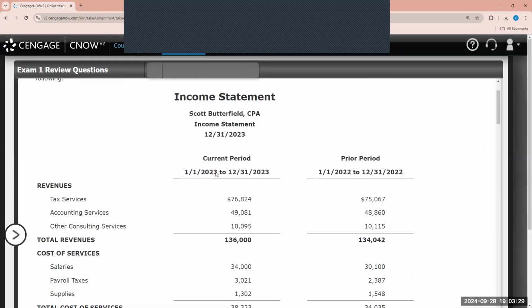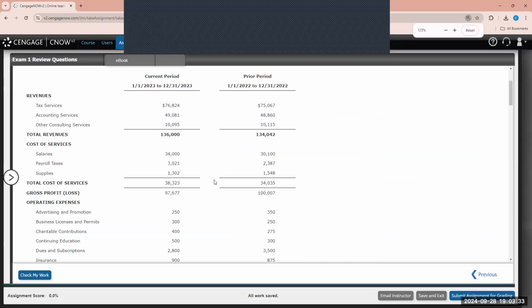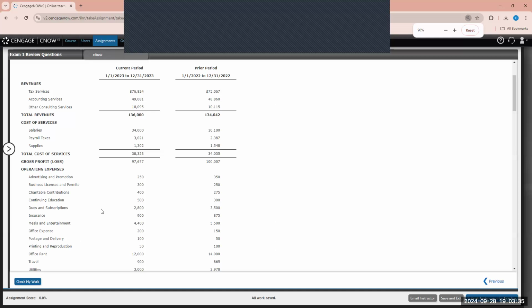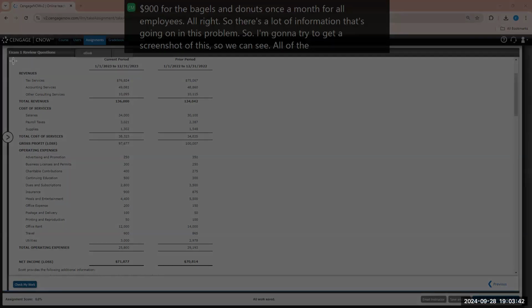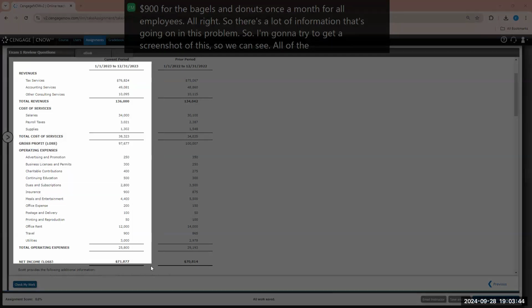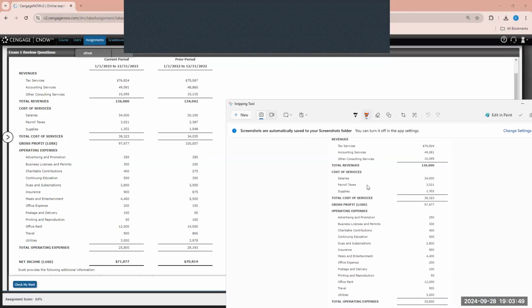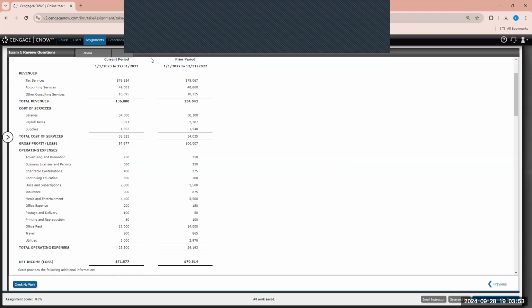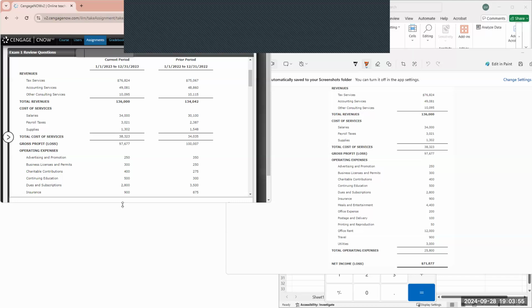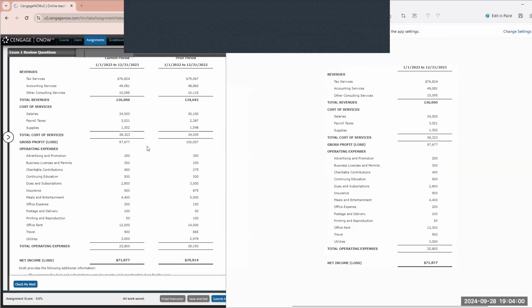All right, so there's a lot of information going on in this problem. So we're going to try to get a screenshot of this so we can see all of the revenues and the expenses. And then we're going to go through this information so we can determine how the Schedule C would be calculated or reported. We're going to make this a little smaller, and we're going to scroll down. We're going to start to complete the Schedule C.